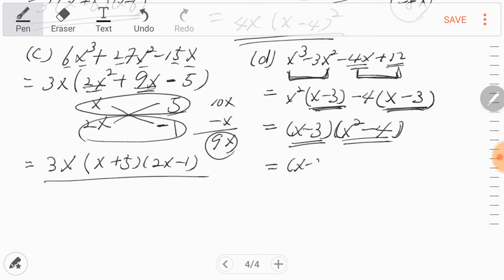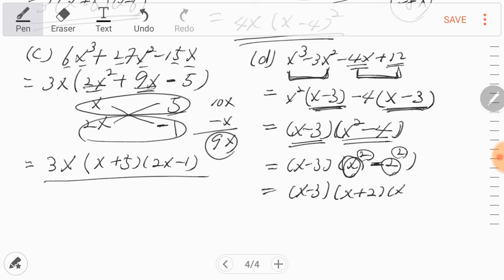So x minus 3, and x squared minus 4, where 4 is 2 squared. So this is a difference of 2 squares, and we can apply the formula: (a plus b)(a minus b), with x and 2. So x plus 2, x minus 2. Done. For the rest of these chapters and sections, we will use these methods to factor trinomials. So please practice and be familiar with using these methods.